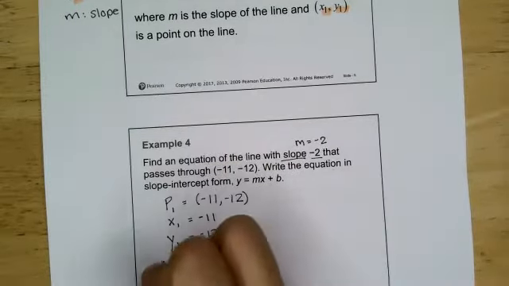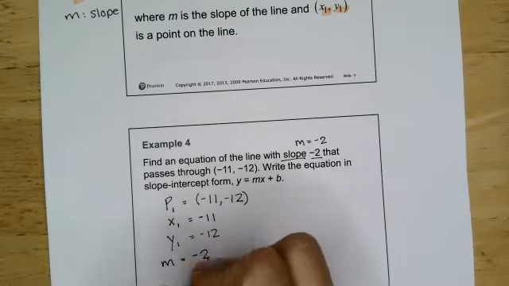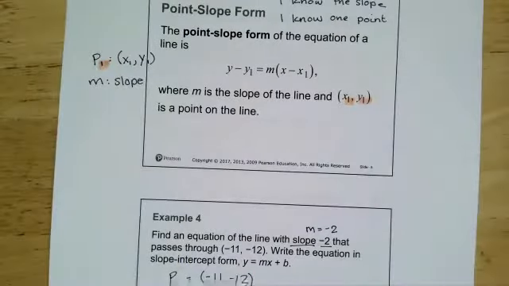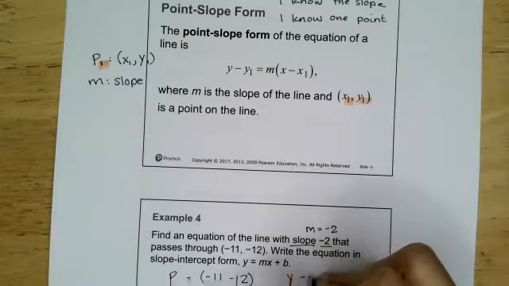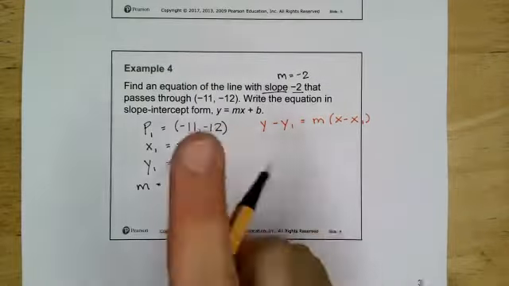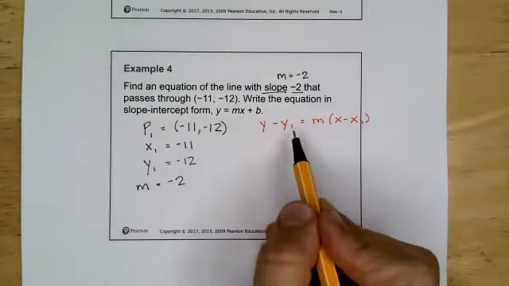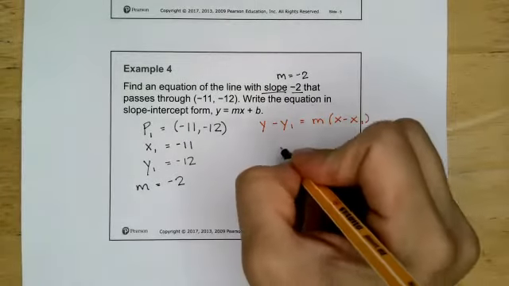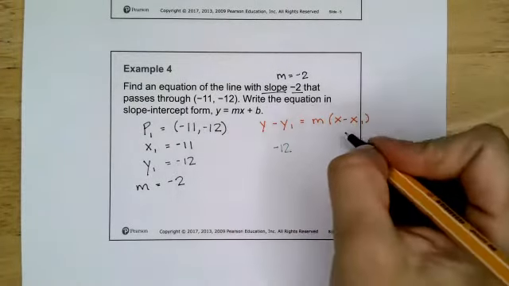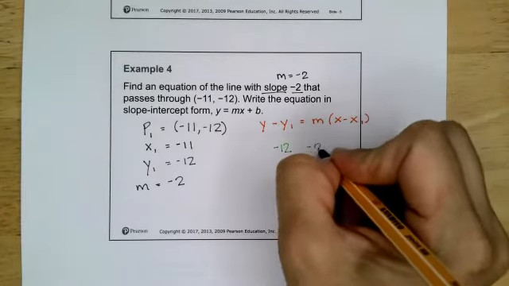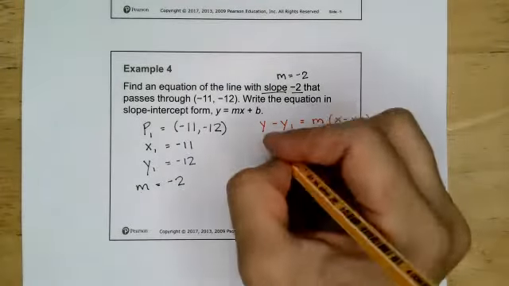I know my slope is -2, lots of negatives. So I'm just going to take that original equation, y minus y1 equals m times x minus x1. And now I know what x1 is, so I'll put it there. I know what y1 is, I'll put it there. I know what m is, I'll put it there. Good. So my y1 was -12, my x1 is -11, and my slope was -2. Everything else is the same.